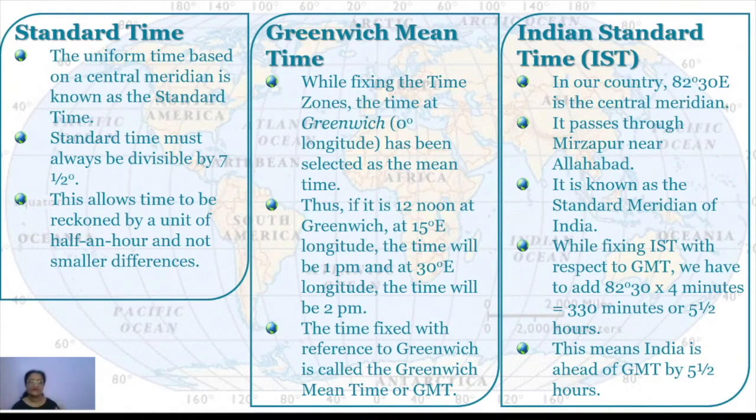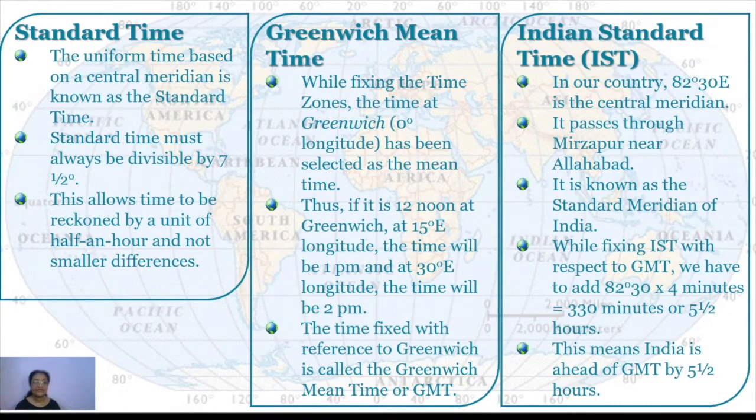Standard time. When we say standard time, the first point is that it is a uniform time based on a central meridian. Within one country, when we take a central meridian, what is that meridian called? It is called the standard meridian of that country, right? So the time of that meridian is called the standard time, and it is followed everywhere in one country. And it is always kept in mind that it must always be divisible by 7.5 degrees.